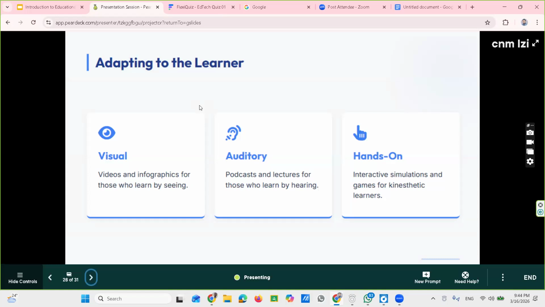There are some students whose hearing is weak. In that case, the visual is the most important. Under visual, there are videos and infographics for those who learn by seeing. There are some students in the classroom who are most likely to learn using visuals, by seeing. Therefore, we need to create more attractive visuals for the benefit of those students.